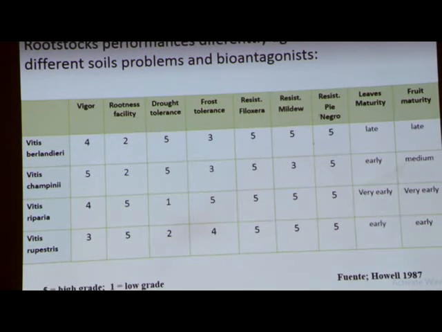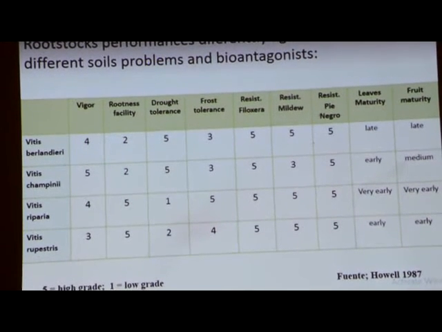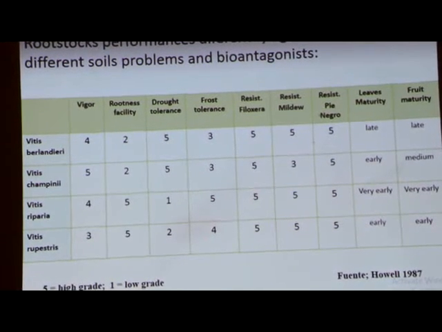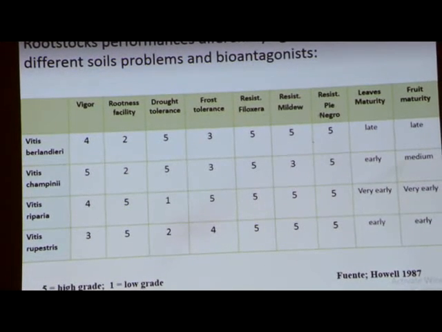And the deepness of the root system of the different species is very different. So these two will be very deep, and these other two will have a very shallow root system. So the drought tolerance will be different too.